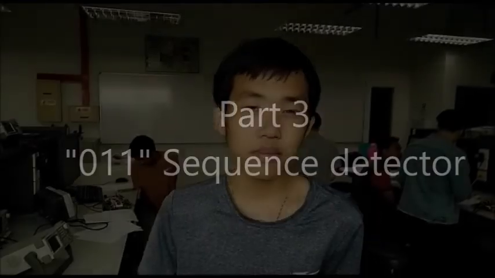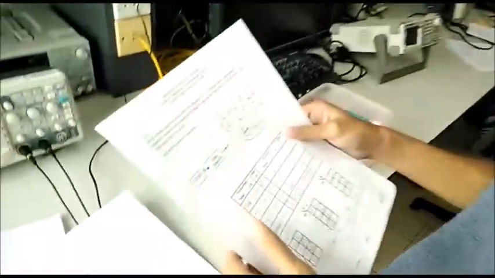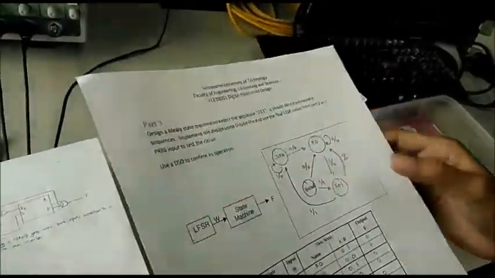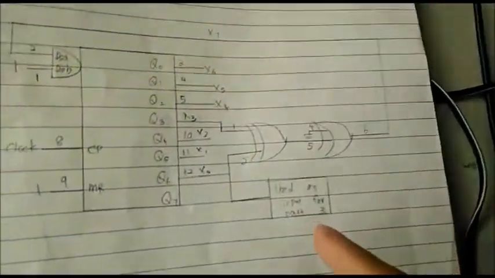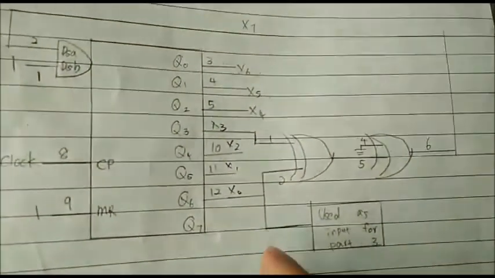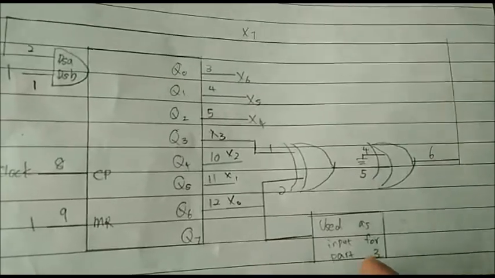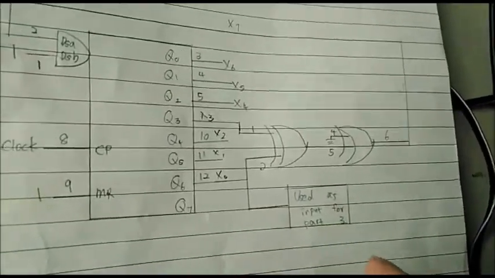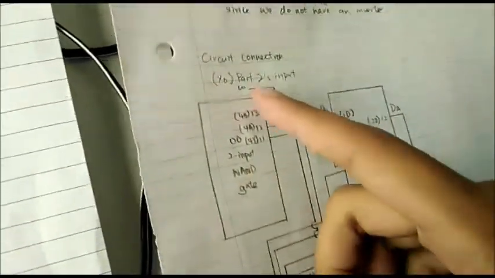Now I am doing Lab 4 part 2. Now we are going to design a Mealy state machine to detect the sequence 0, 1, 1. This is our state machine, and this is our output. Now we are going to use the part 2 S0 as our part 3 input, and it's linked to this side.